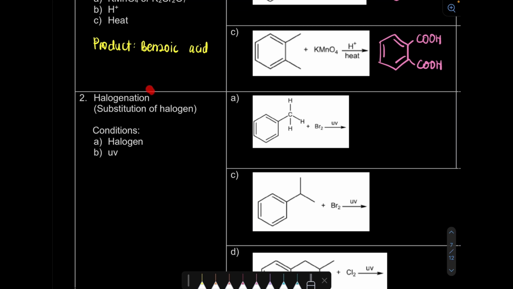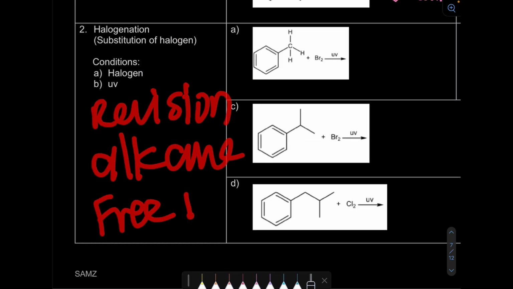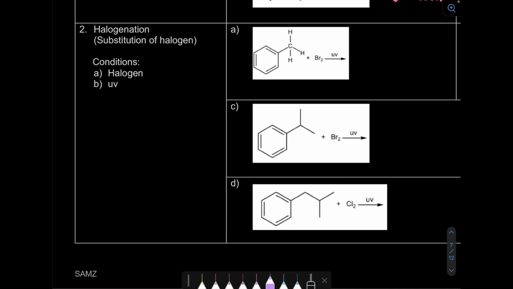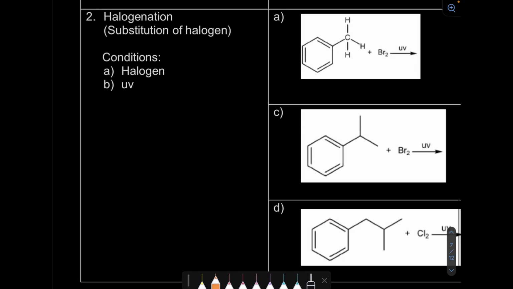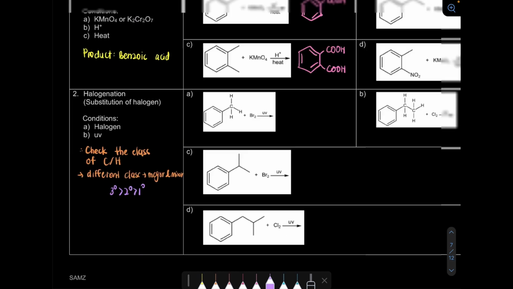Now it's for halogenation. So halogenation is substitution of halogen. This is revision from your alkane, which is free radical substitution. So just for the revision, remember for halogenation, check the class of carbon or whether the hydrogens are the same to each other, because if we have different classes, we're going to have different products. So we're going to have major and minor products. Remember tertiary is more stable than secondary, and secondary is more stable than primary.